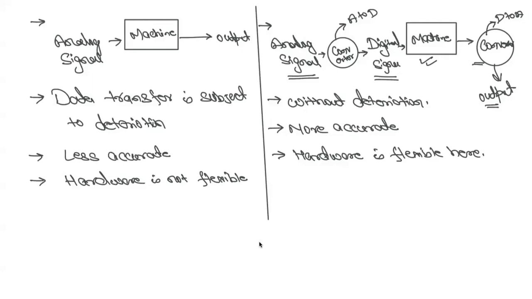Yes or no? So with a limited set of hardware, we can do multiple algorithms. We can do multiple things. Yes or no? So hardware is flexible here. Even the amount of hardware required in digital can be more when you are setting things up, but it can do a lot more work than in an analog system. Yes.